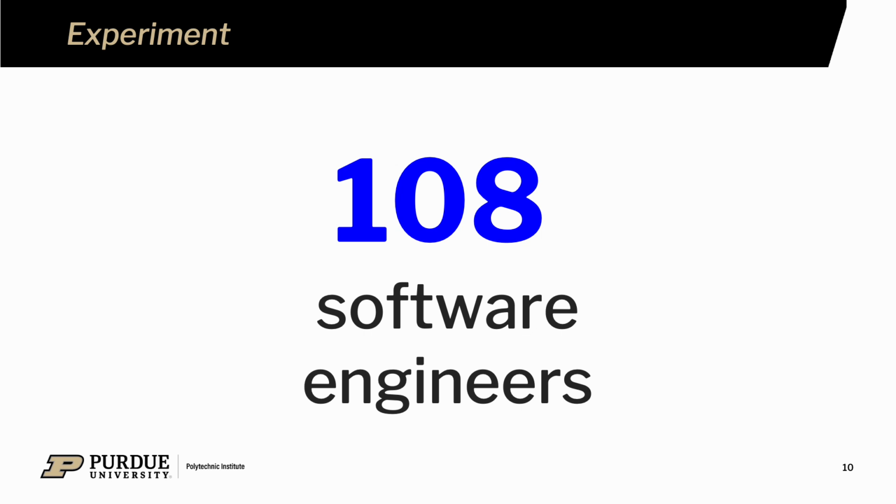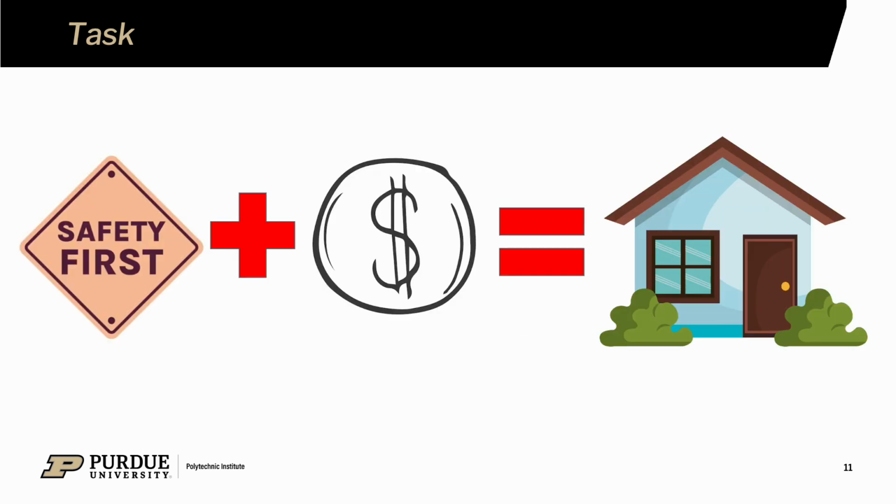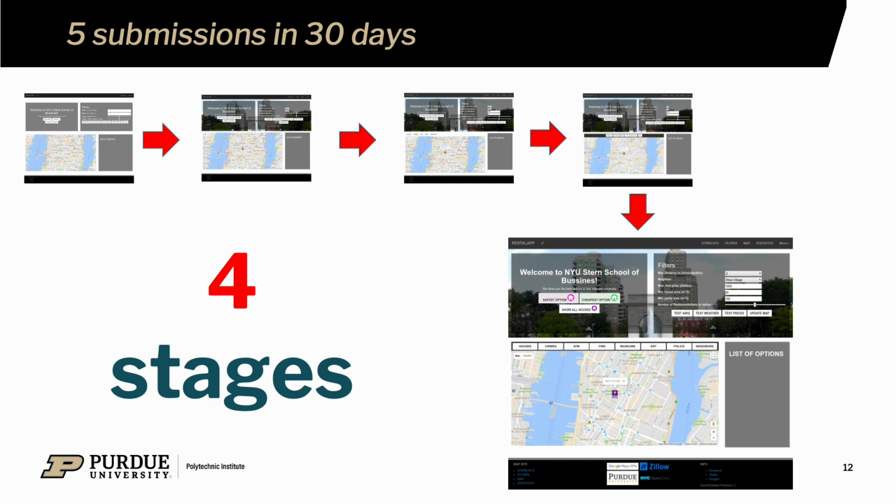So in this experiment, I recruit 108 senior software engineering students to help me answer this question. The complex task that is assigned to these software engineering students is to design web applications to help their classmates find safe and affordable places to rent surrounding their university campuses. The students are required to make 5 submissions across 30 days. The variations between submission 1 and 2, 2 and 3, 3 and 4, 4 and 5 are considered, which means that there are 4 stages to study.